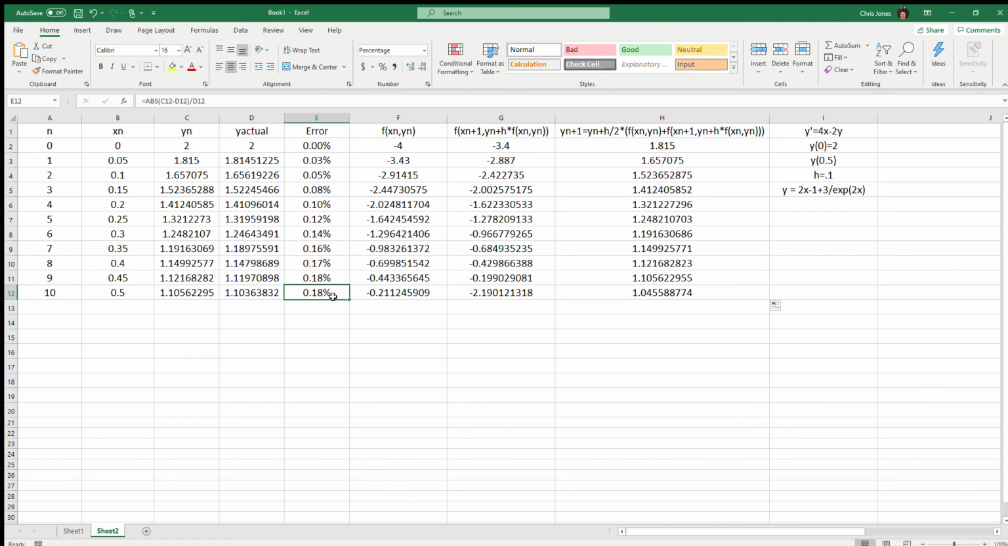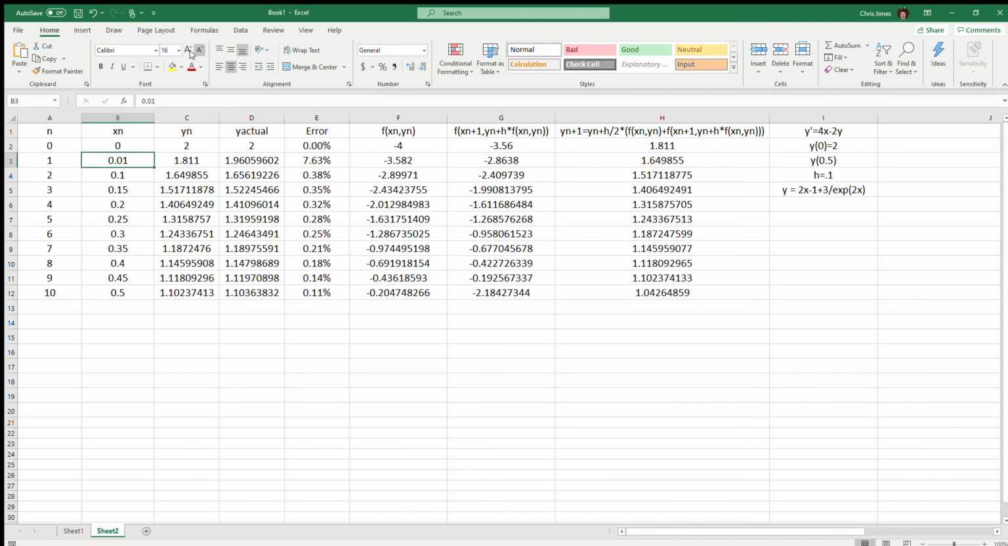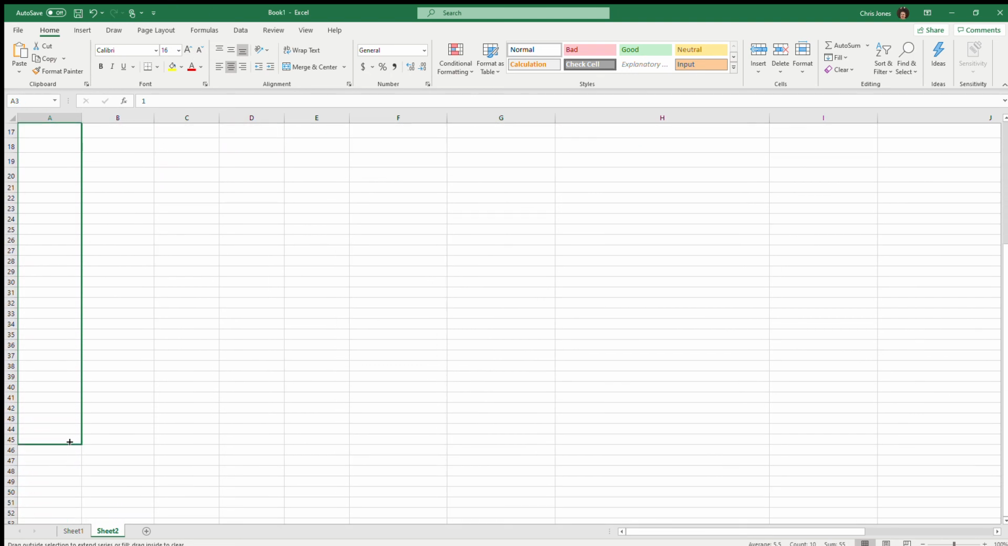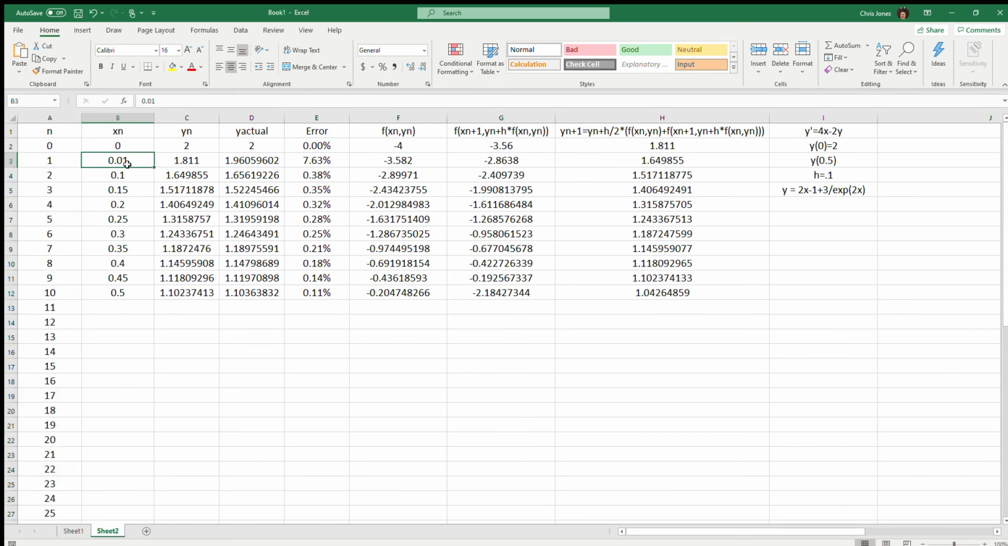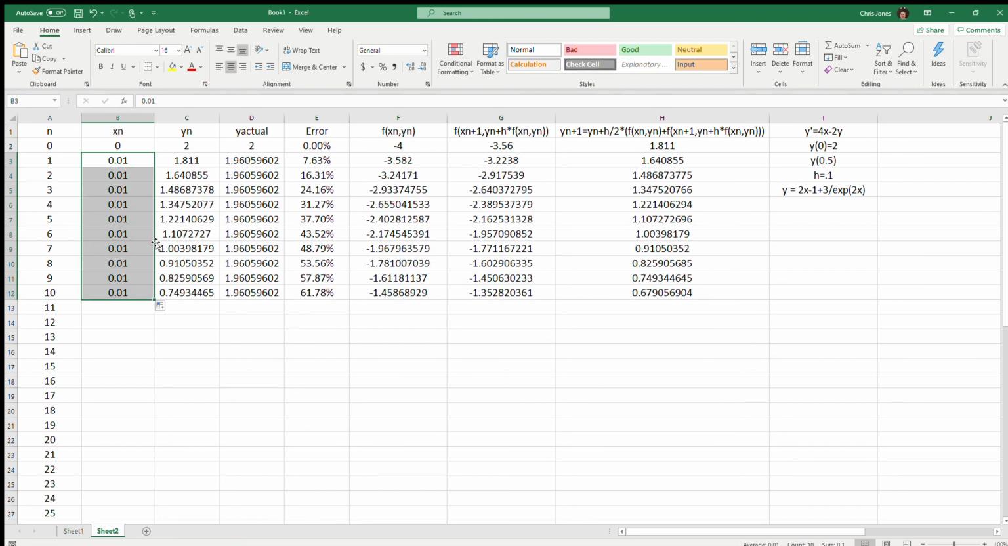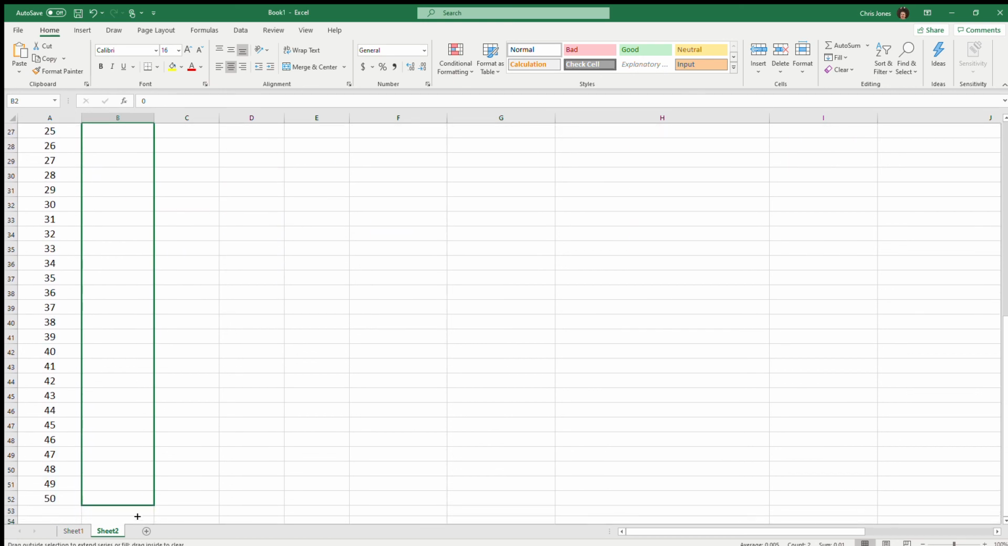Just to show how powerful this is, now let's change it to, let's say, 0.01. So we change that to 0.01, which means we're going to need 50 iterations. And this is the beauty of Excel, that in a matter of a moment we can change all of this. So we're going to just have 50 iterations. I'm going to drag this. The next one will be 0.02. And I'm just going to drag all of this. In fact, you could just double click. You can just drag it. I'm going to have to drag all this all the way down.